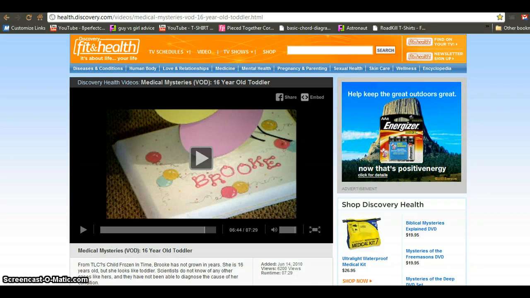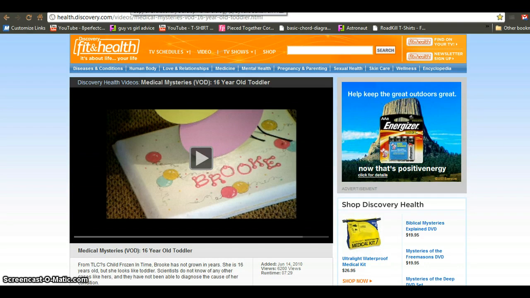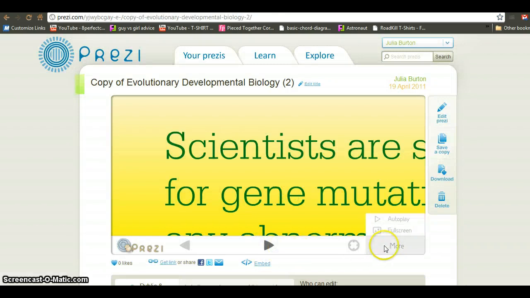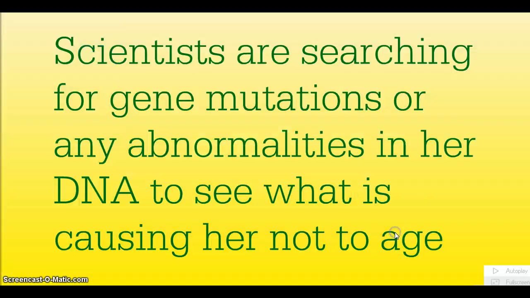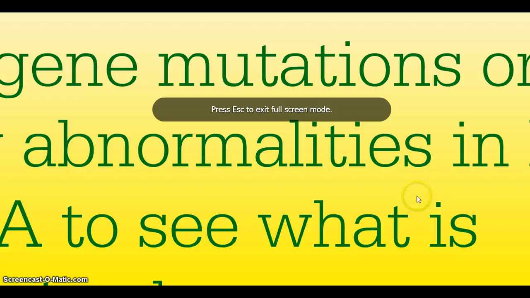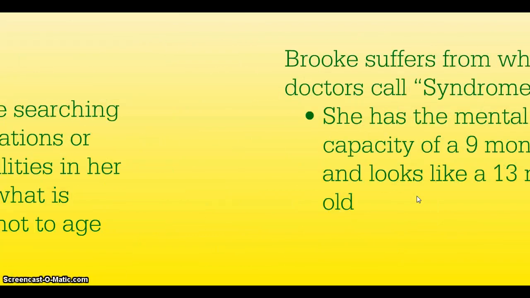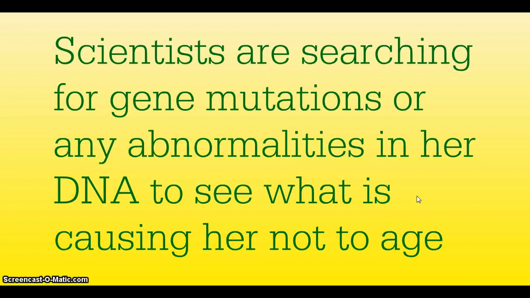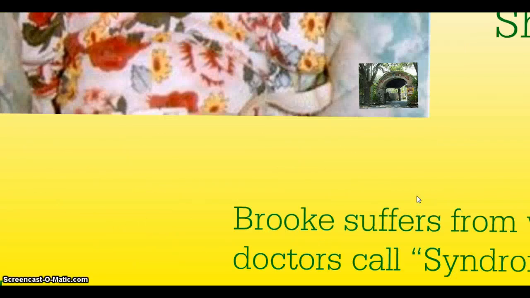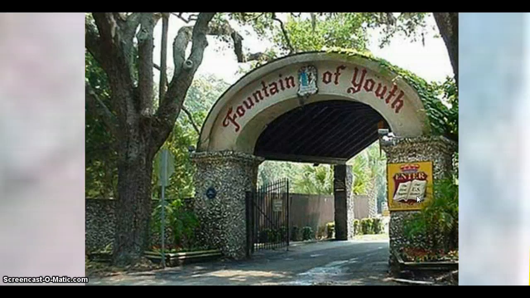Now what is going on now? They are looking at her genome and they're seeing that nothing is really wrong with it because it looks the same way that a normal, well, she was 16 at the time, so a normal 16-year-old girl's genome would look. So this is the huge mystery that's going on. Scientists are searching for gene mutations or any abnormalities in her DNA to see what is causing her not to age. Now we're thinking that if the scientists do find the aging gene, she could be the ticket to the fountain of youth.